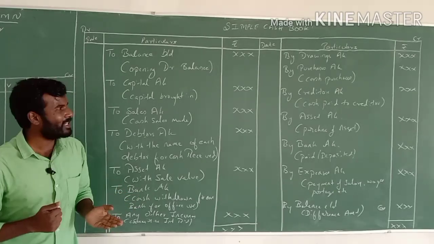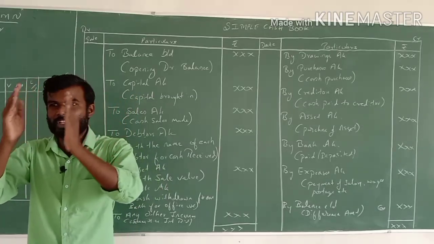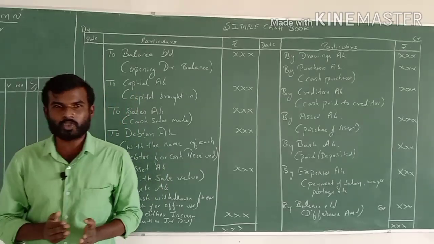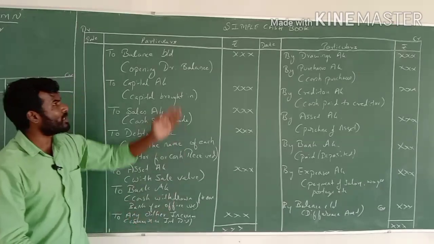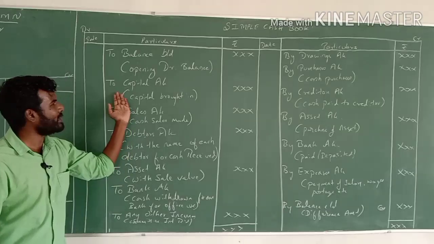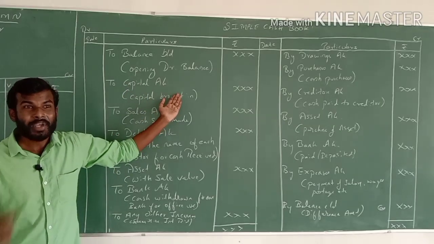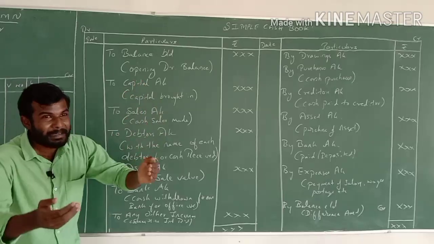You can see in the journal entry also, for example, when a person introduces an amount into the business, what will we write? Cash account debit to capital account. See the transaction as it is, the ledger account also comes. Cash account debit to capital account. Here the balance increases. Why does it increase? Because he brings the capital.